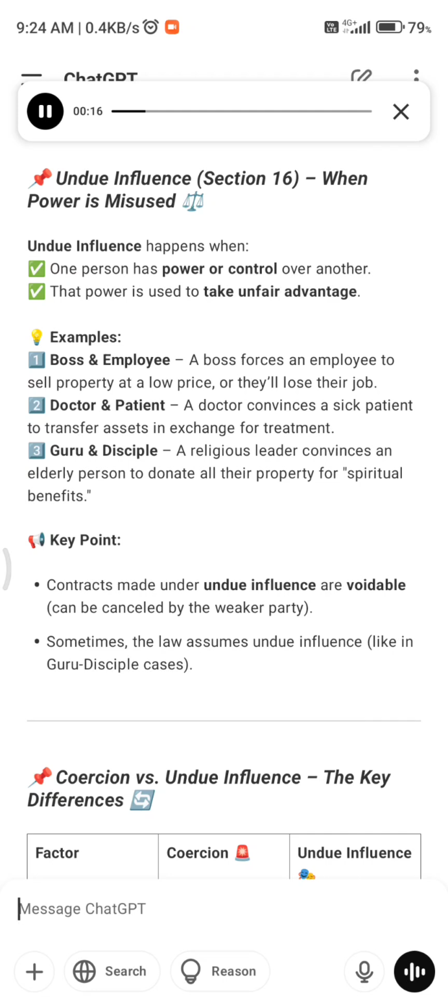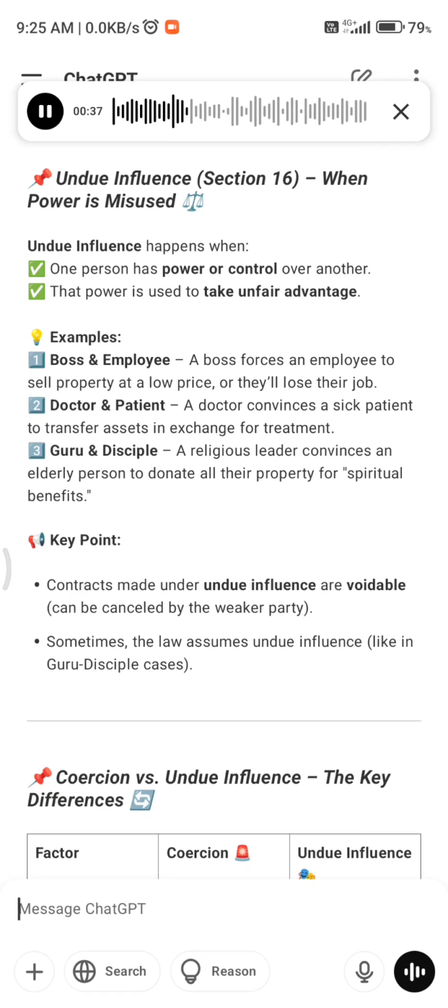1. Boss and employee. A boss forces an employee to sell property at a low price, or they'll lose their job. 2. Doctor and patient. A doctor convinces a sick patient to transfer assets in exchange for treatment. 3. Guru and disciple. A religious leader convinces an elderly person to donate all their property for spiritual benefits.